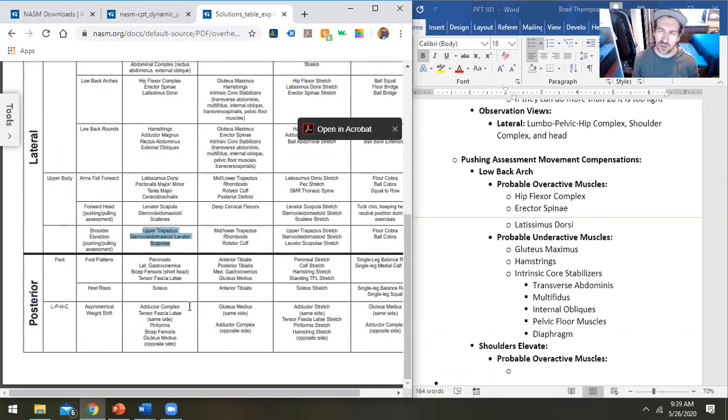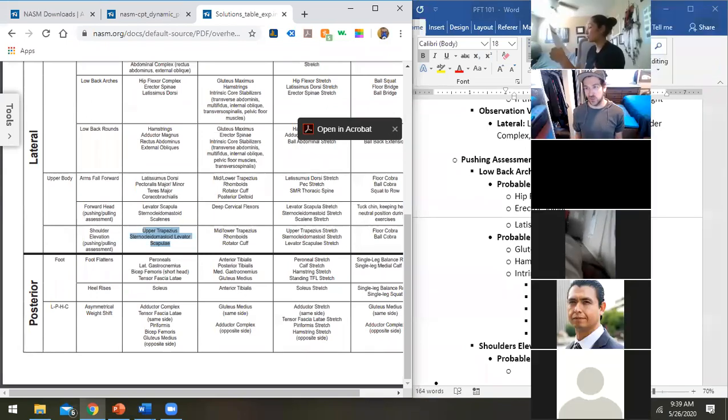And then you're going to see the sternocleidomastoid. Your sternocleidomastoid isn't so much in charge of elevation, but it does ever so slightly lift your collarbone, which allows the rest of the shoulder elevation to happen easier. So it's definitely guilty through association here.